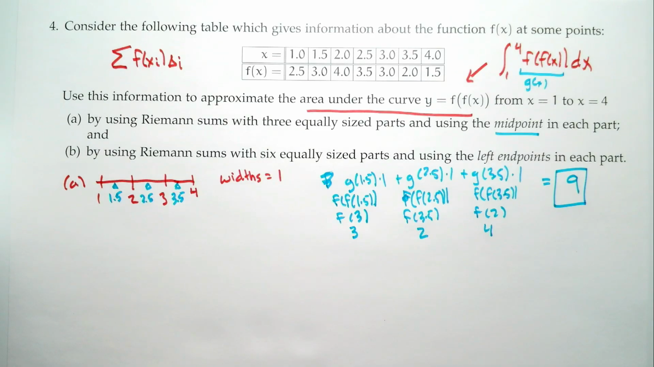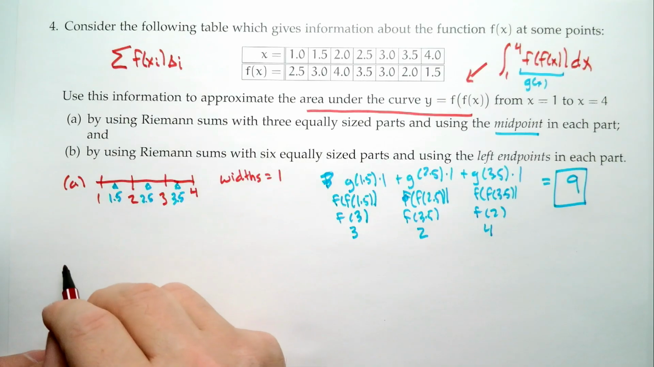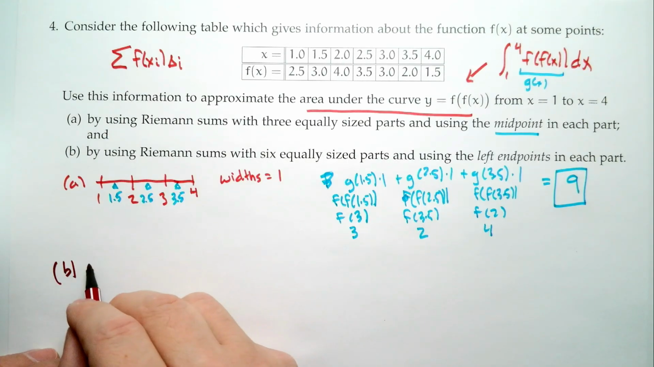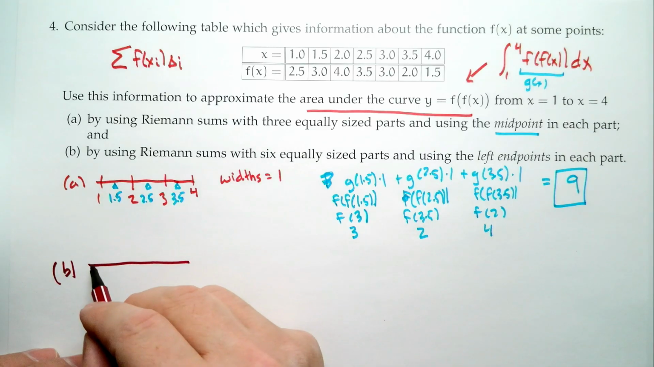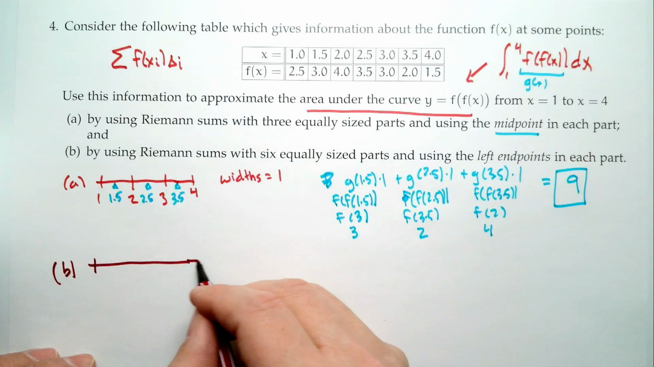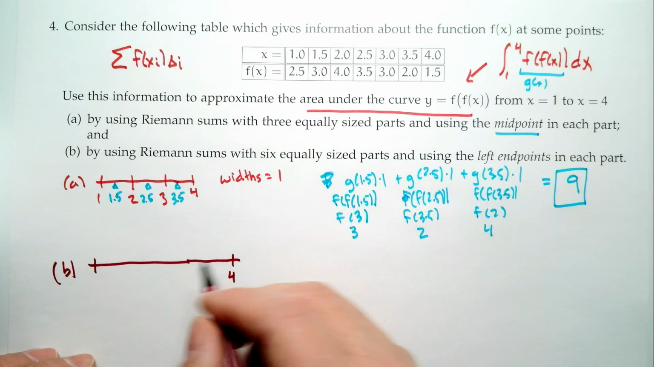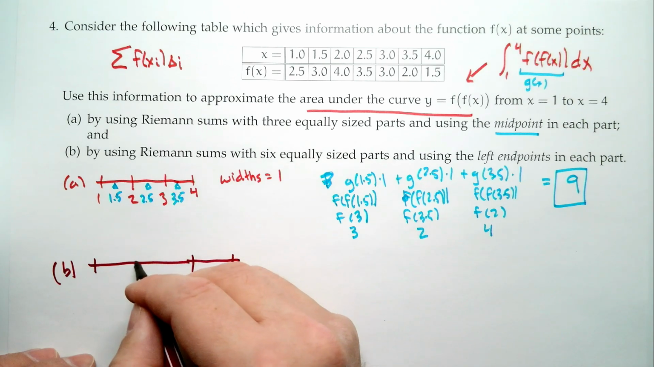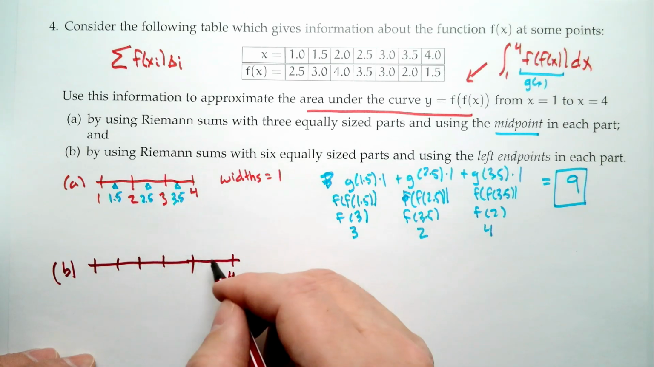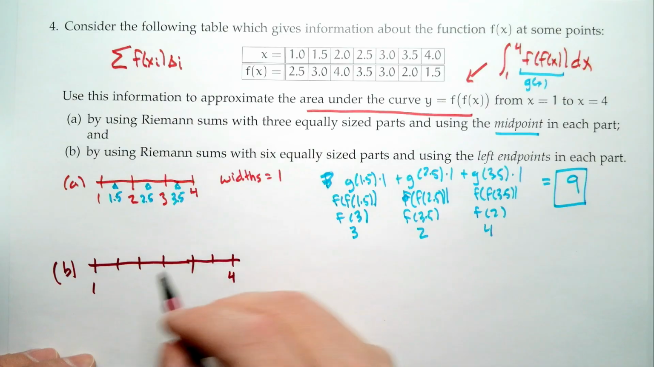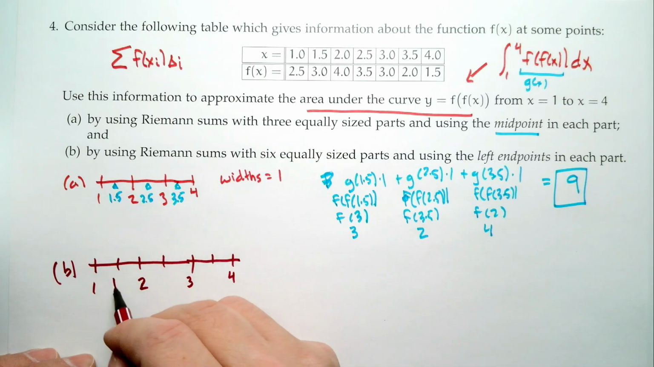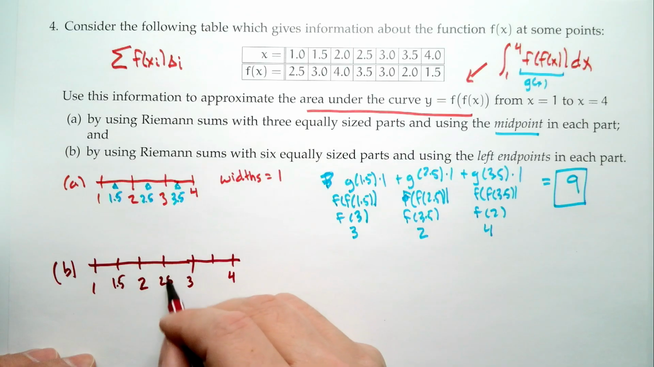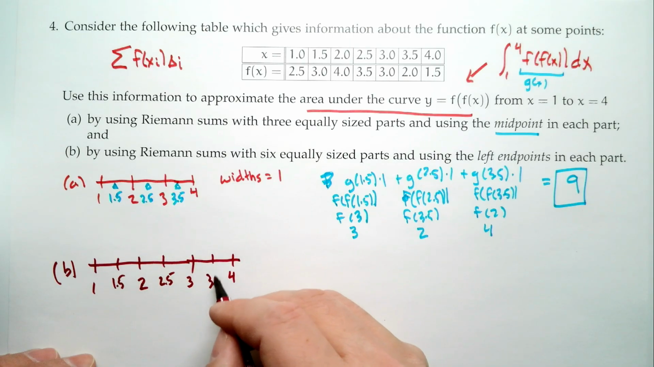All right. Well, let's do part B. What's the difference? Now we have 6 equally sized parts. So that's twice as many. I'll draw a little bit bigger picture. If we're going to do 6 equally sized parts, we have to find where these places are. It's like we took our original parts and we just cut them in half. So now we have 6 intervals.